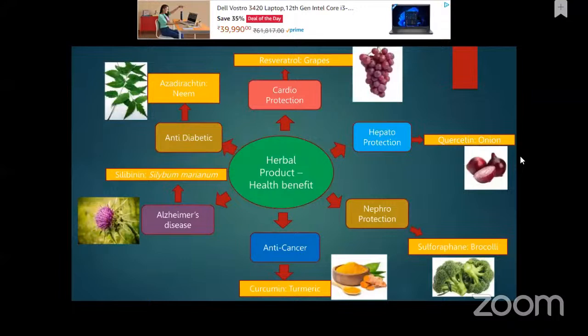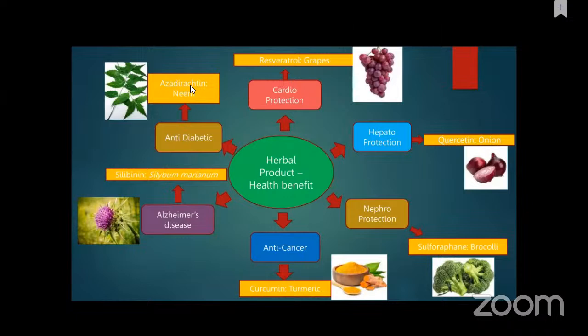So how many plants can you recognize here? From this, the first one is Azadirachta indica. These are neem leaves, right? That neem leaf contains a compound known as azadirachtin.